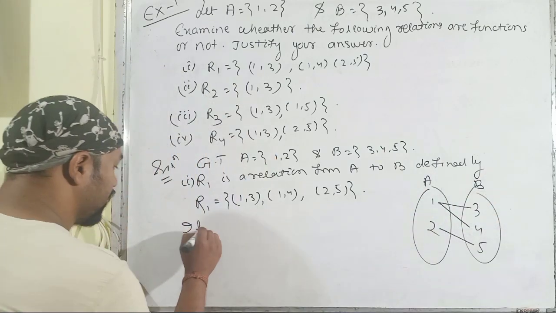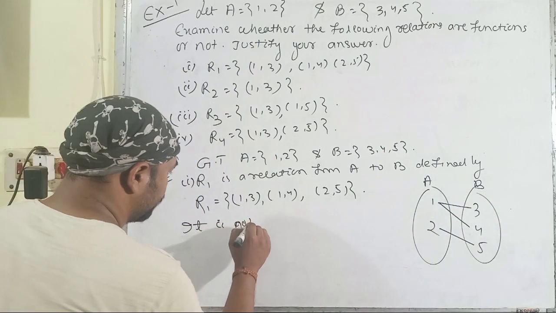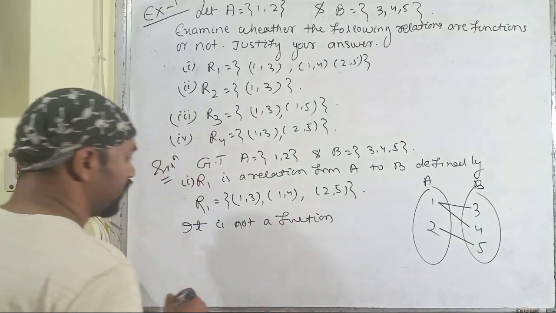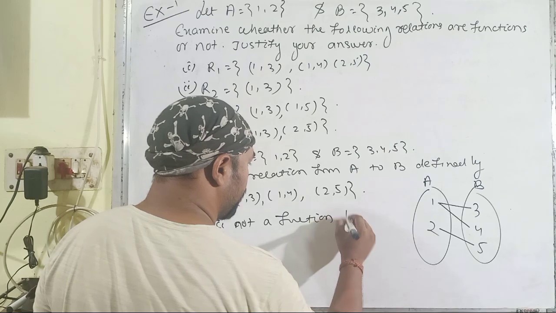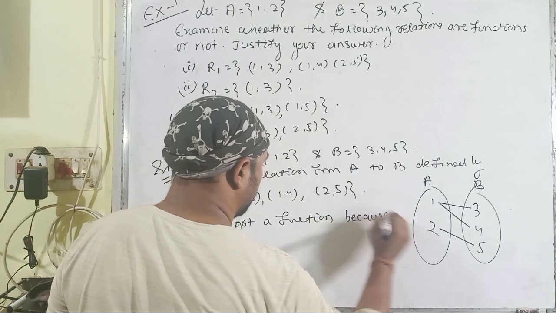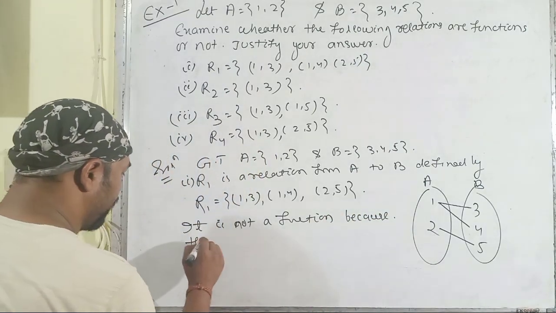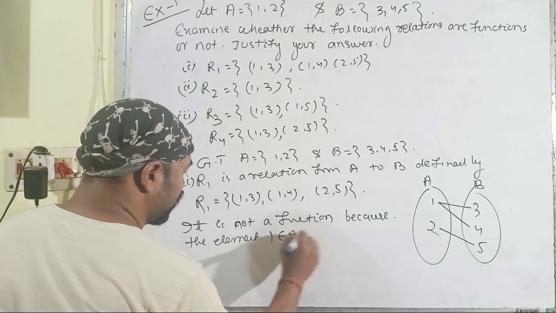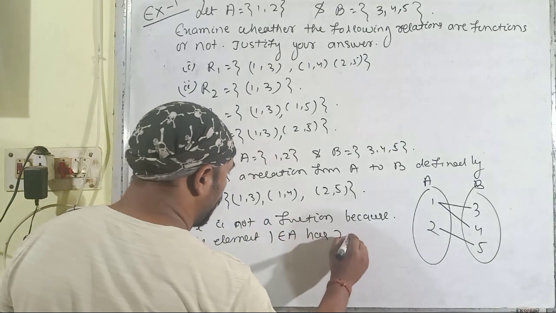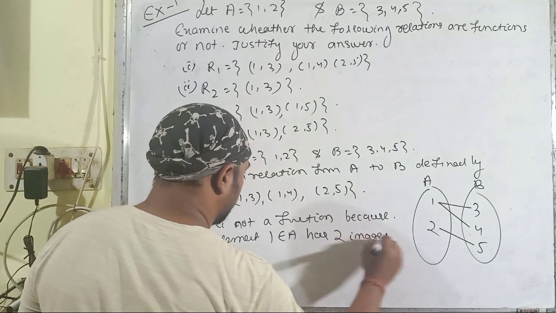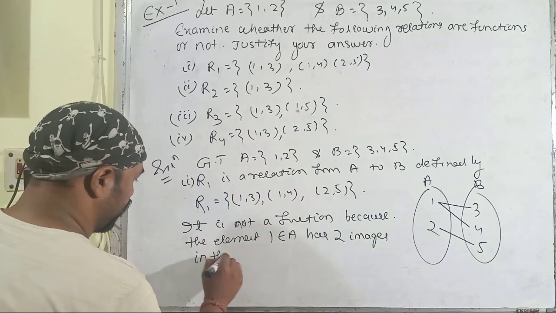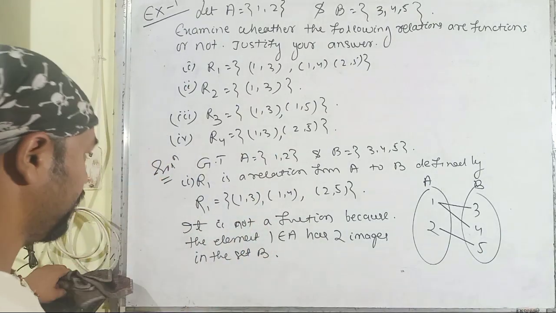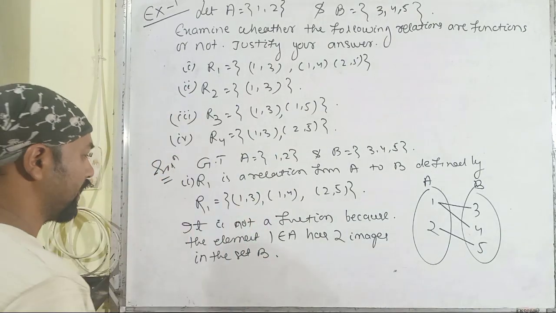So it is not a function, because the element 1 belonging to A has 2 images in the set B. This is the reason. Then moving towards the second relation.